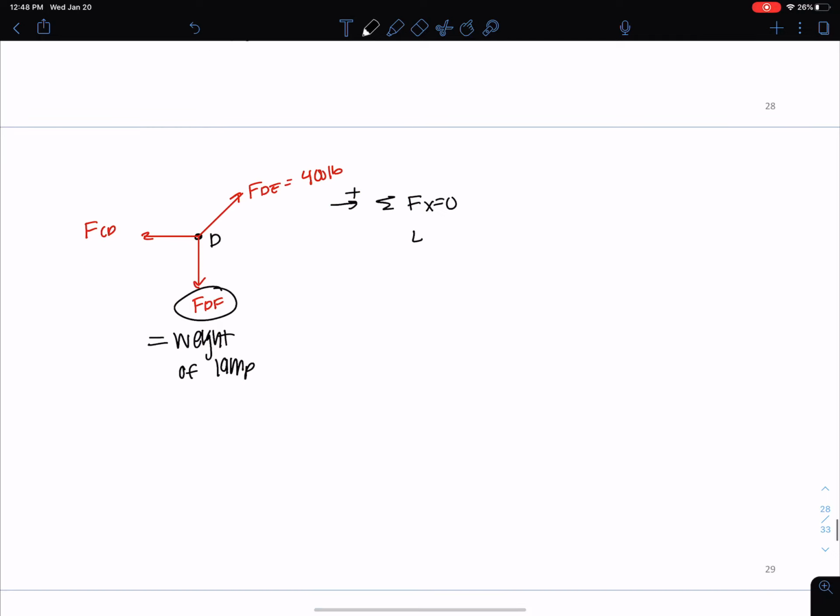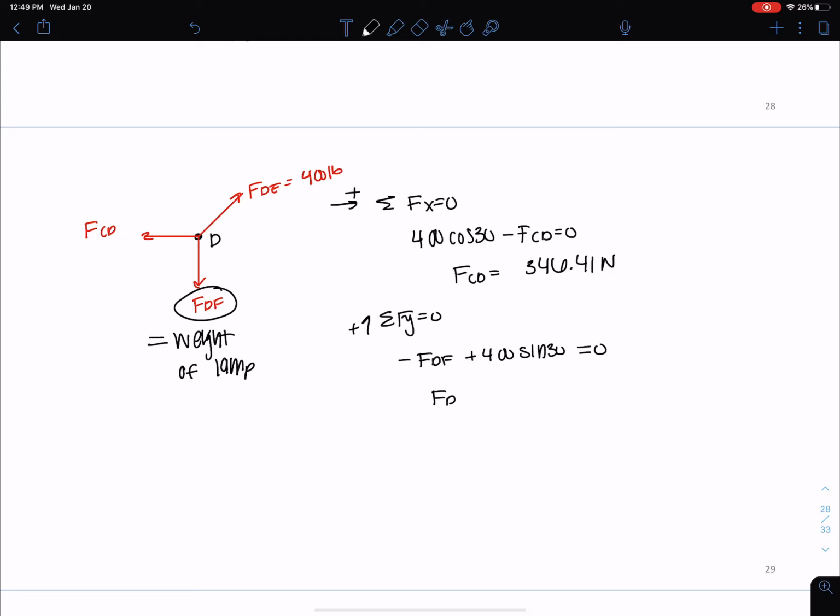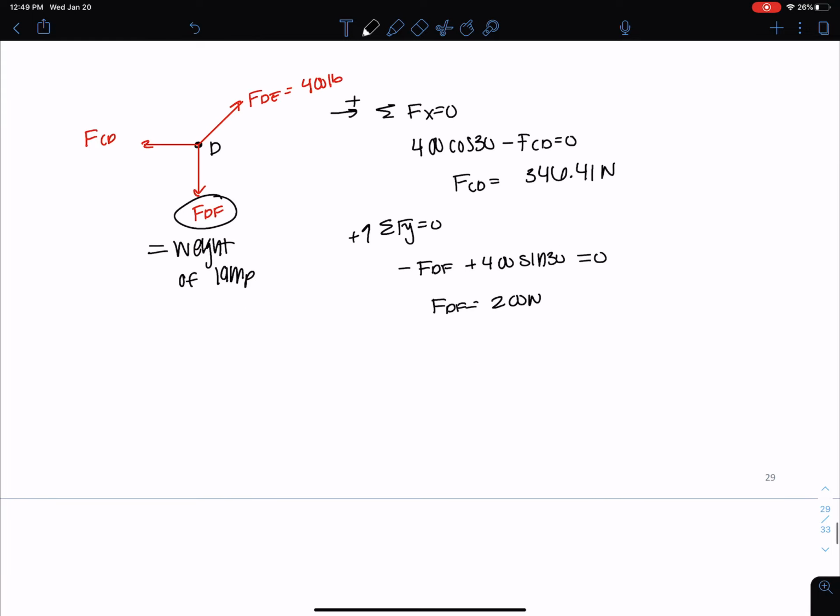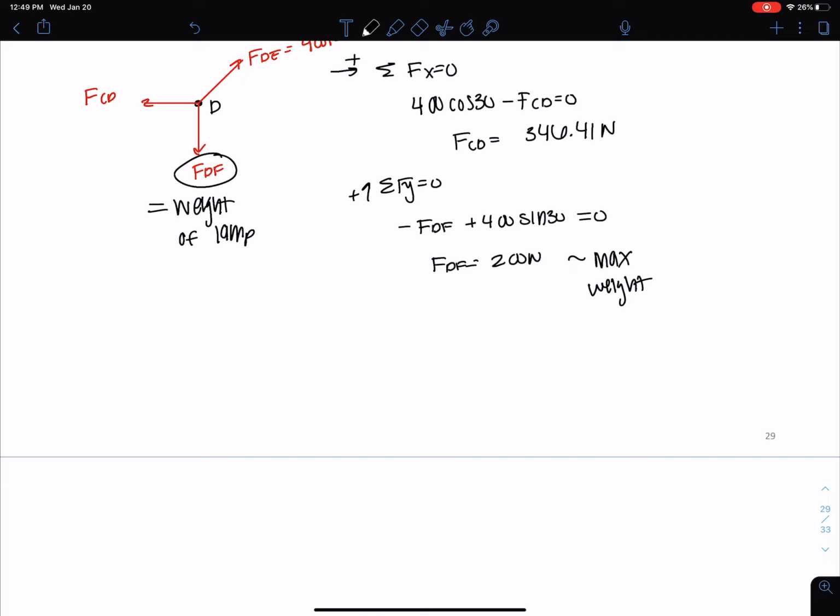So I'm going to say this direction is positive. I would have 400, which still makes the 30-degree angle, minus FCD equals 0. And I can solve for FCD as 346.41 newtons. Now I'm going to sum the forces in the y direction so I can solve for that weight. I get negative FDF plus 400 sine 30 equals 0, and FDF equals 200 newtons. This is the max weight. I want the max mass though, so all I have to do is say W over g is equal to m. If I divide this by 9.81 meters per second squared, I end up getting 20.4 kilograms. And that's the maximum mass that we can have in the lamp so that no cord experiences greater than 400 newtons of tension.